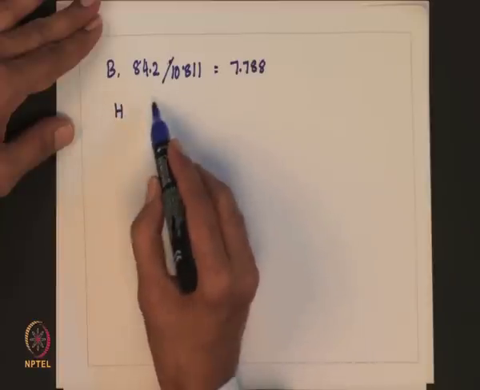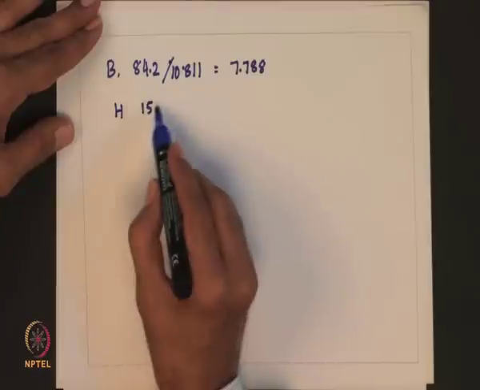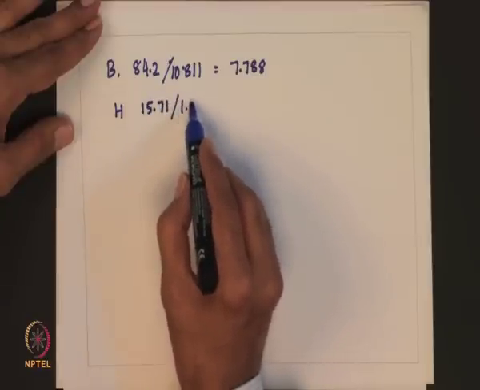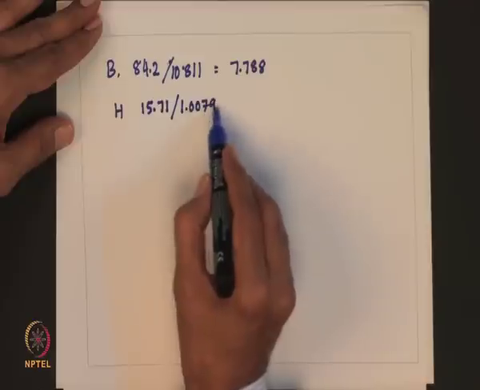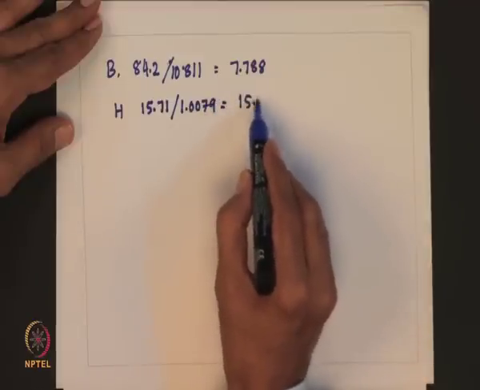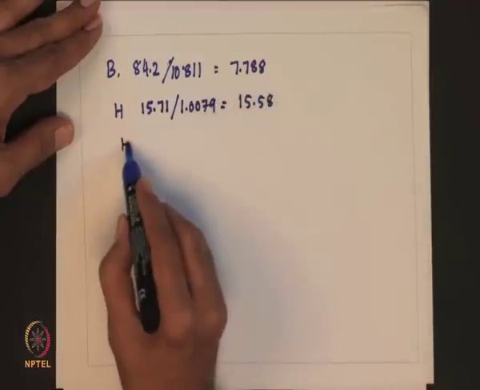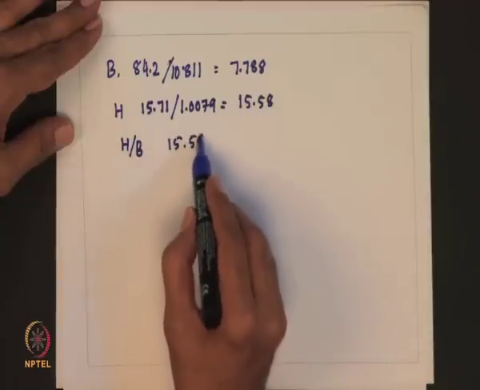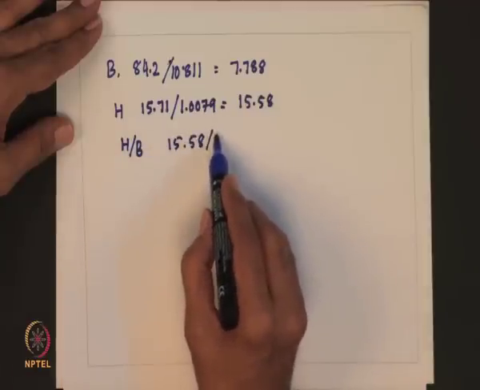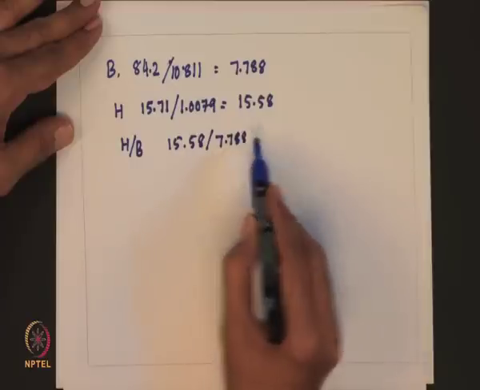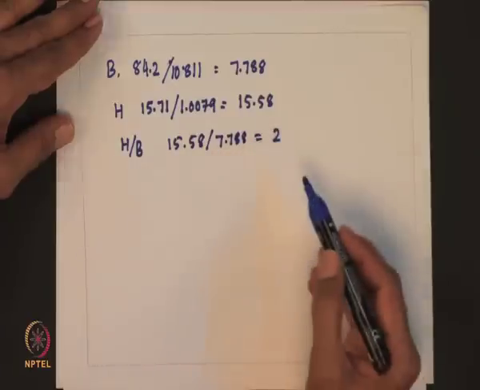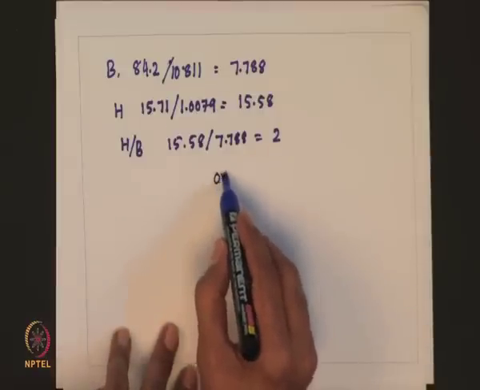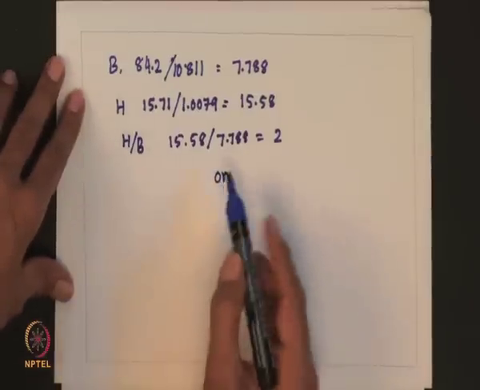Similarly, for H, you can perform the same calculation. 15.71 is the percentage, and its atomic weight gives 15.58. If you look into the H to B ratio, it is 15.58 to 7.788. So it is a 1:2 ratio, what you get is 1:2. Or you can also do it by other means.